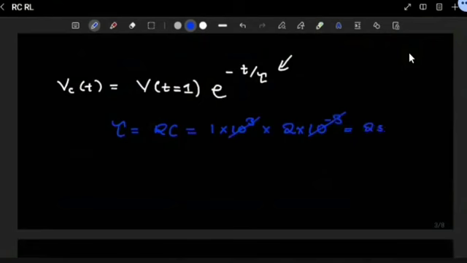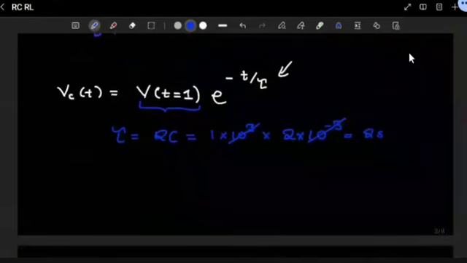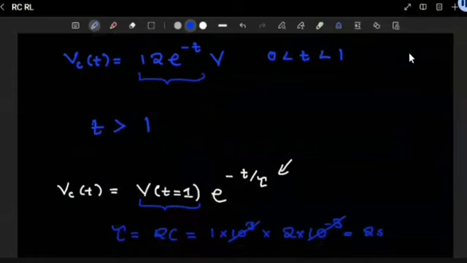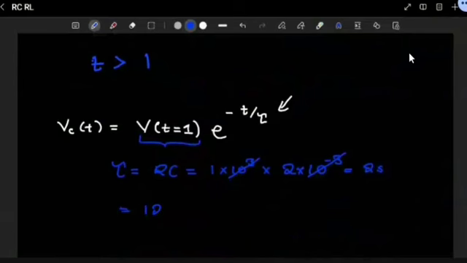Now, we also want to account for V at t equals 1. We know the expression for it from the previous part. It was this, 12 e to the minus t. So this is 12 e to the minus t.